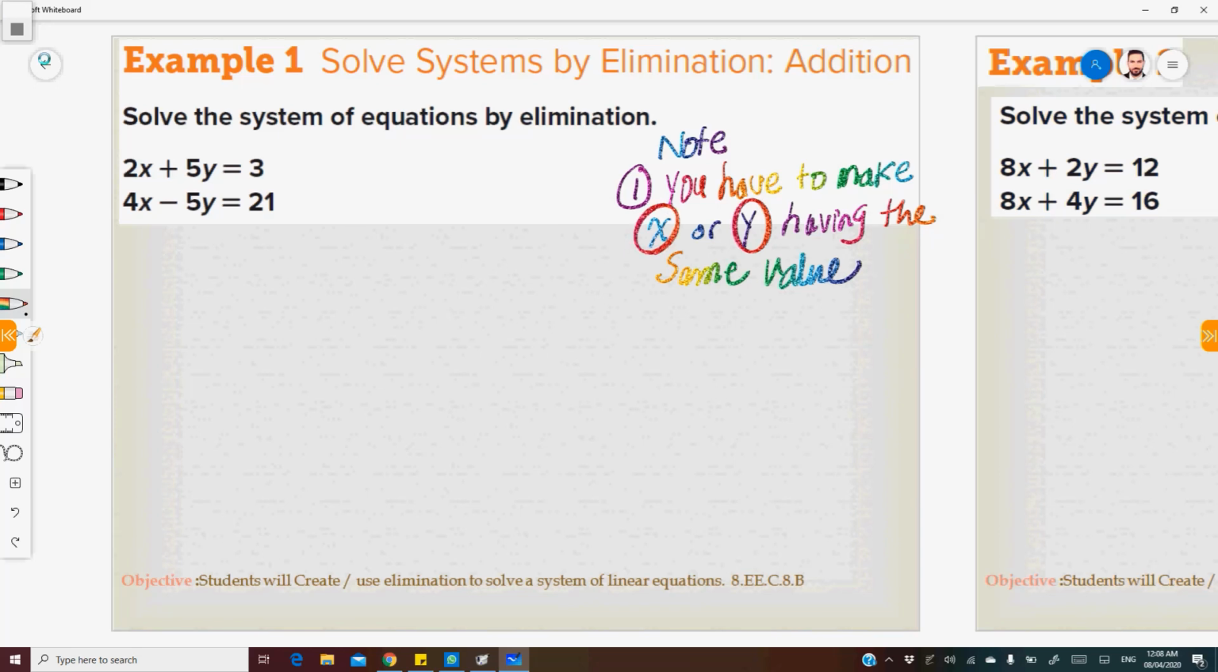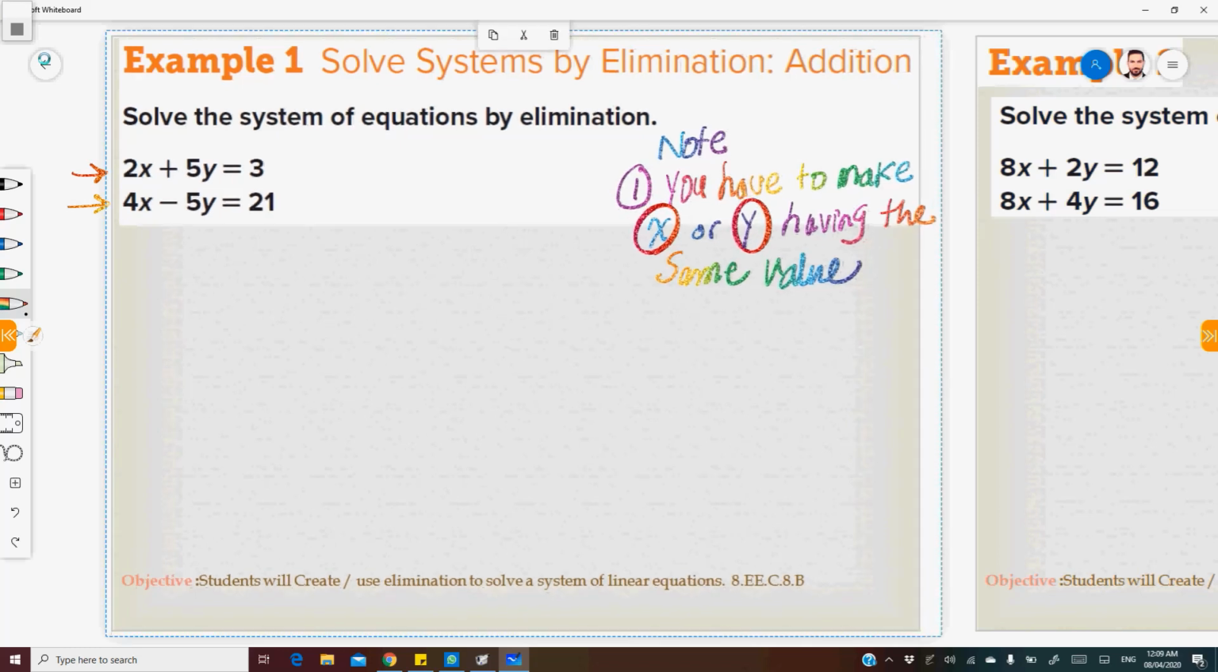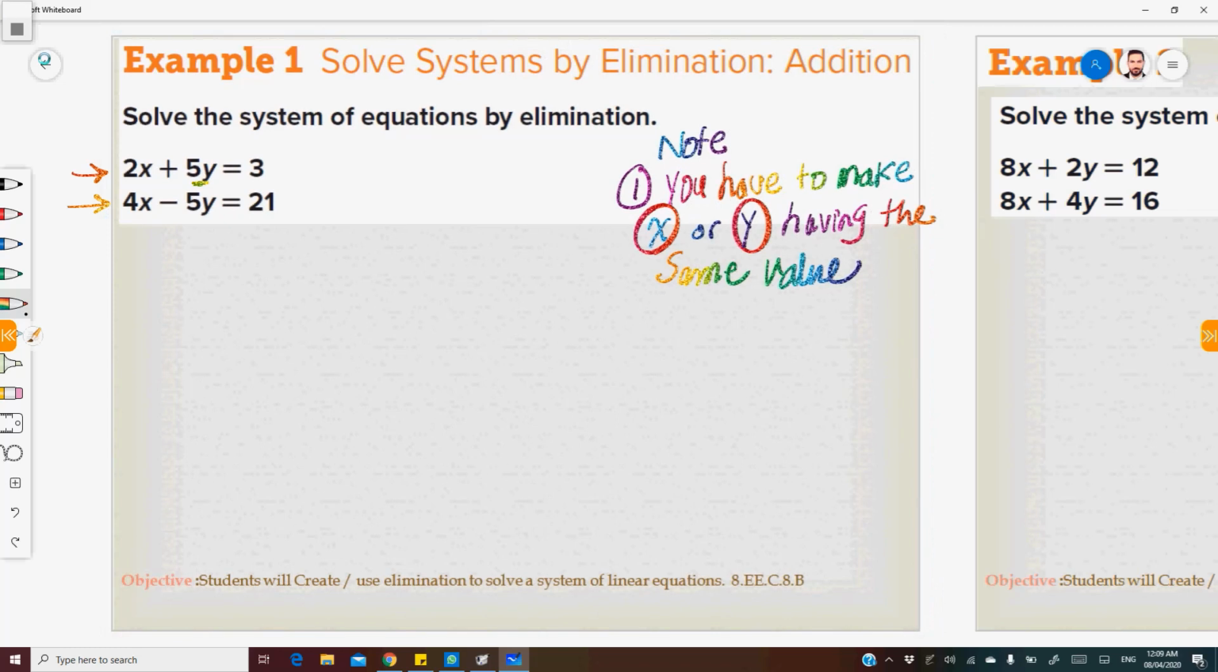Let me explain to you note number 1 here in our example. In the first equation we have 2x plus 5y equals 3. And here we have 4x minus 5y equals 21. Here I have 5y, and here I have negative 5y. The coefficients of y are similar, so I can eliminate. I can eliminate if the number of y is similar or the number of x is similar. That's why we wrote note number 1 here.